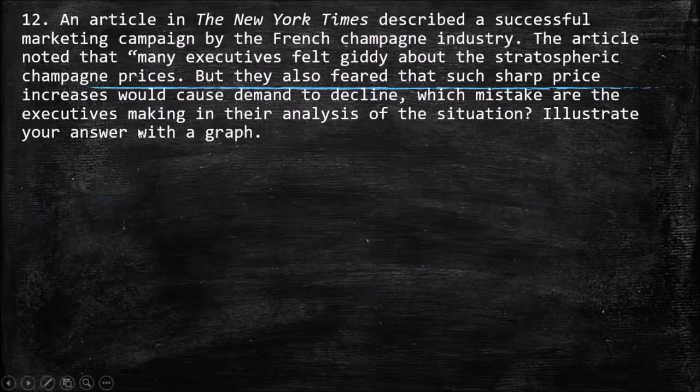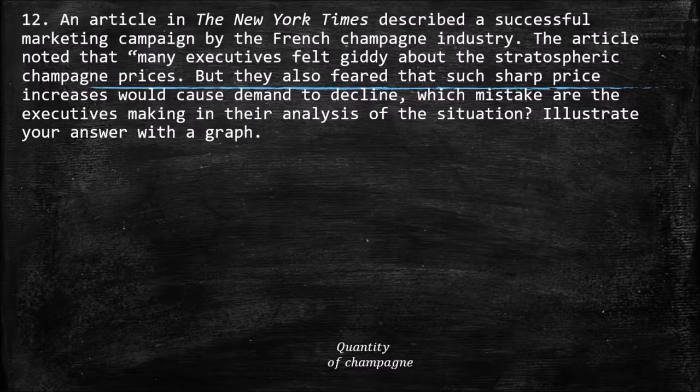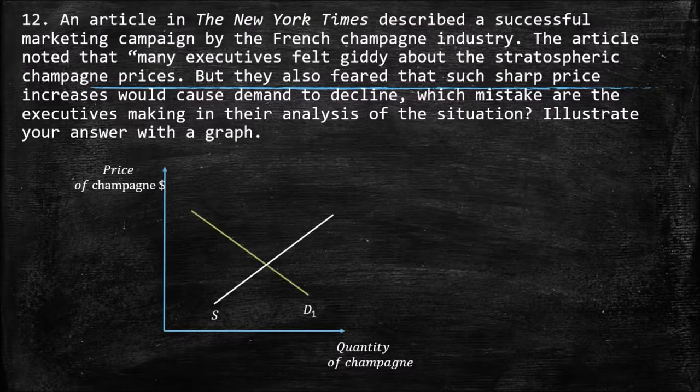The last one says, an article in the New York Times described a successful marketing campaign by the French champagne industry. The article noted that many executives felt giddy about the stratospheric champagne prices, but they also feared that such sharp price increases would cause demand to decline. Which mistake are the executives making in the analysis of the situation? Illustrate your answer with a graph. So here we have the initial condition with the demand and supply. Those are the equilibrium price and quantity.